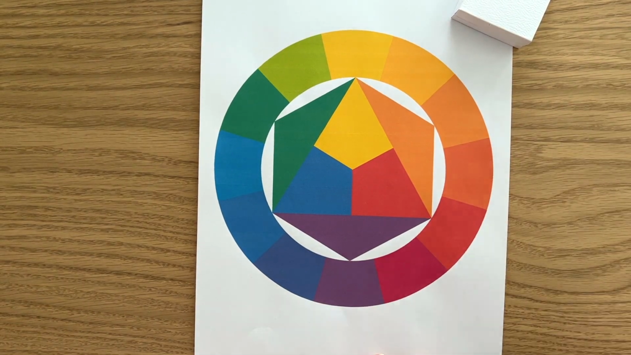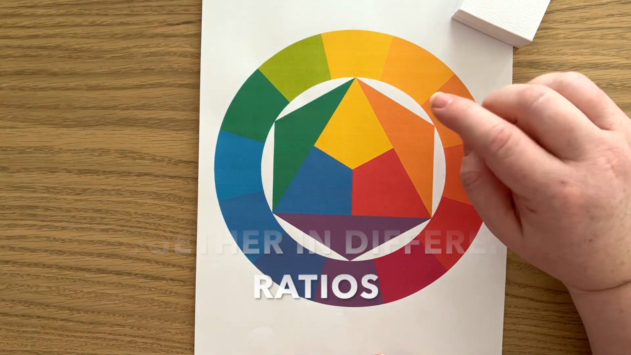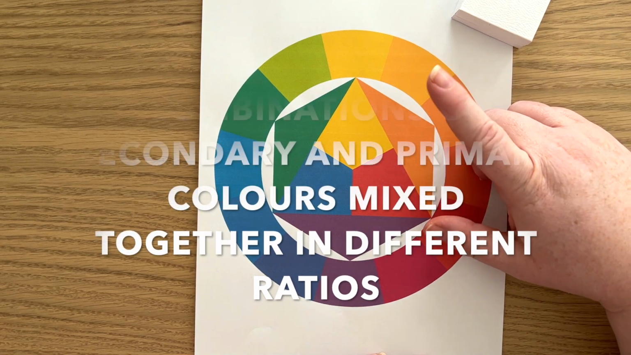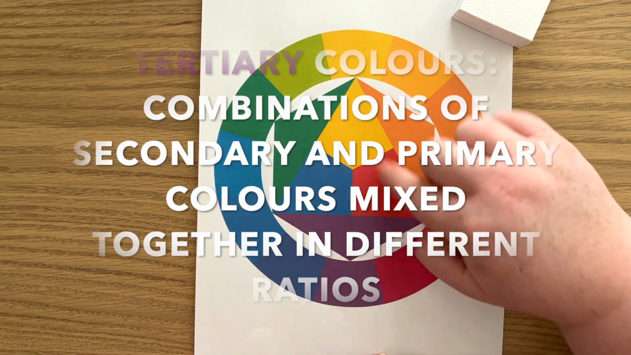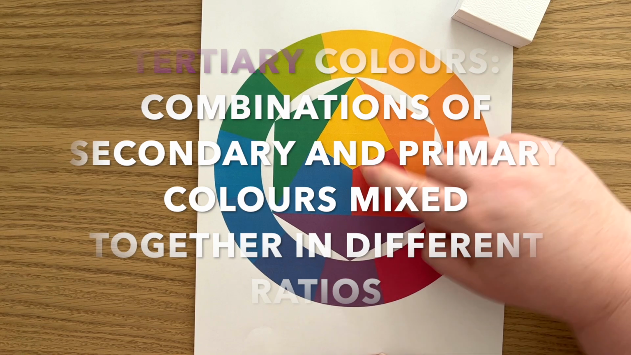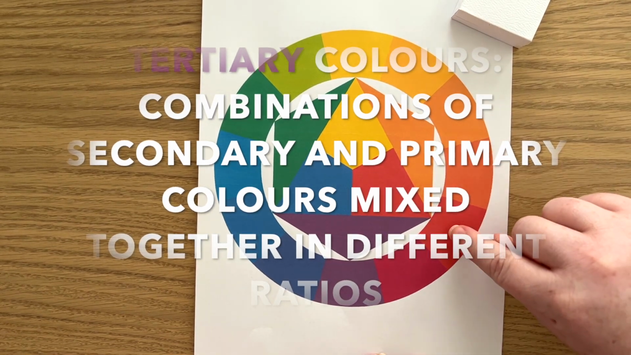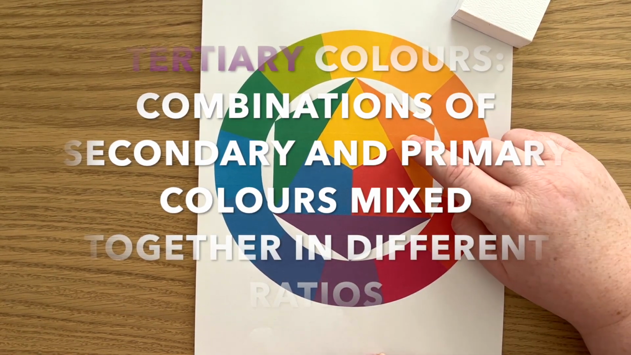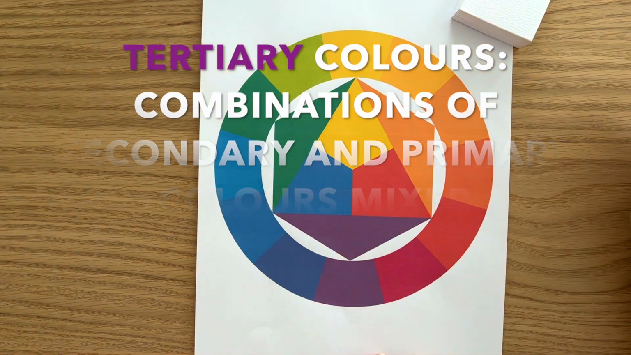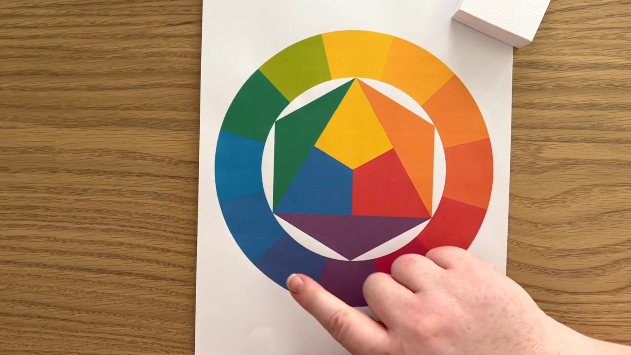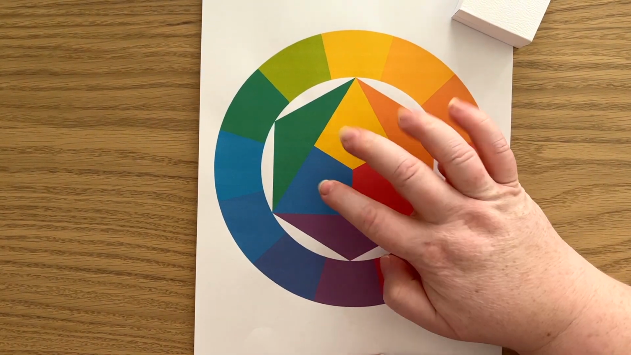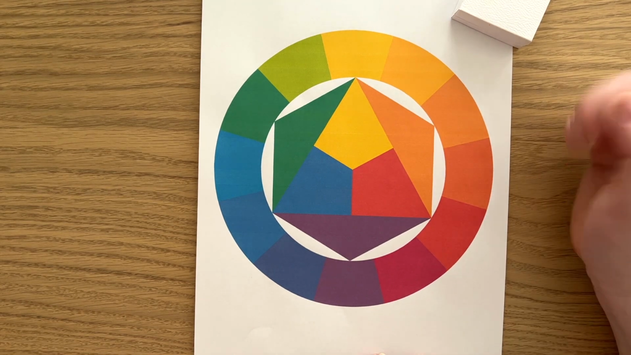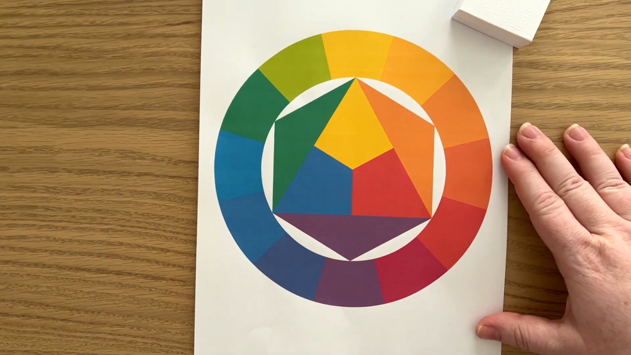So they are different combinations of the secondary colours with the primary colours. So to get the red orange, it's orange with more red in it. Or to get blue purple, it's purple with more blue in it. I hope this is making sense.